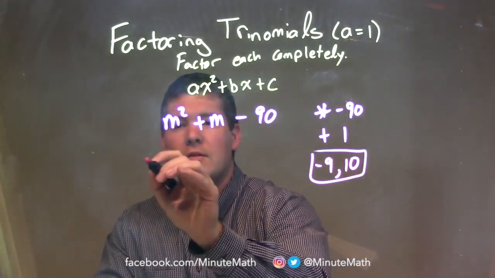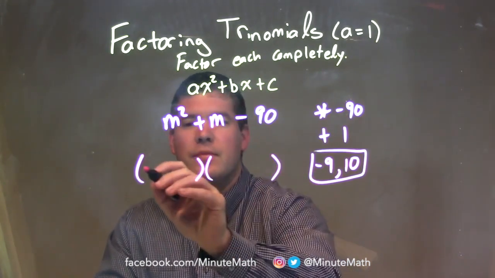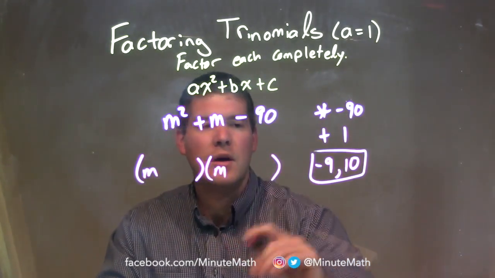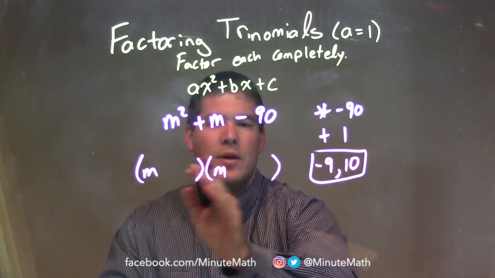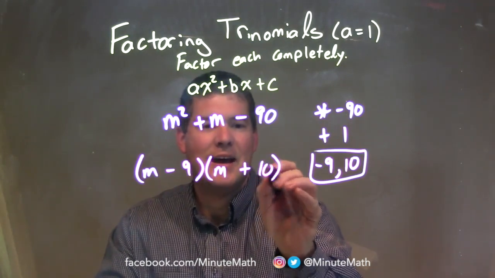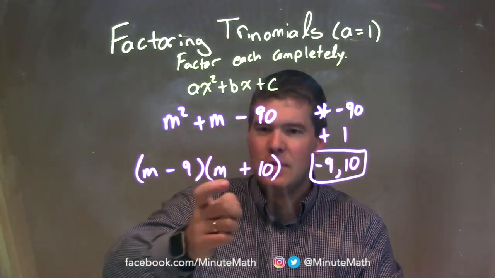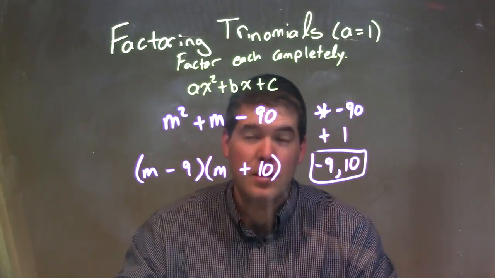So now we're going to put this quadratic into factored form. So we have an m there and an m here. And then we're going to take our two numbers and put them in the empty spaces. We minus 9, and we add a 10. And there we go. Our final answer here is just m minus 9 times m plus 10.